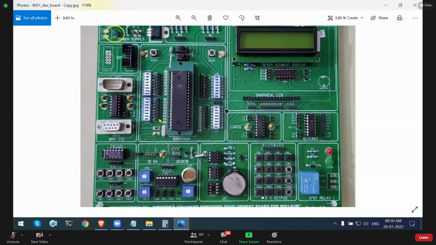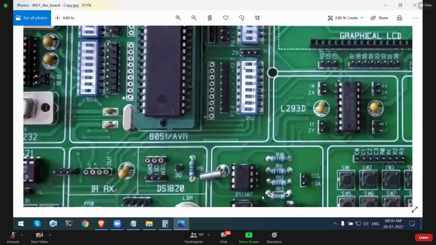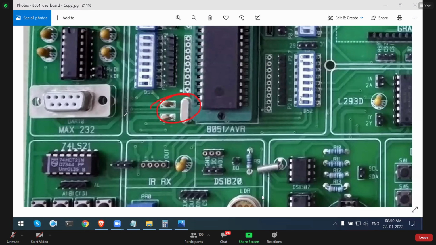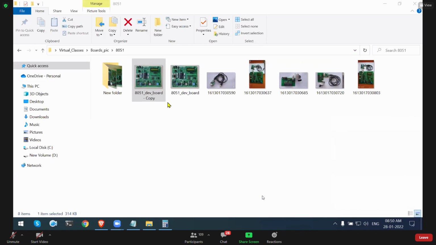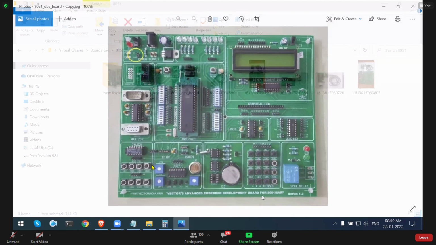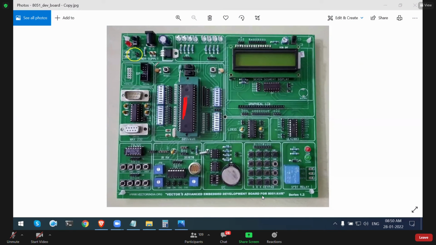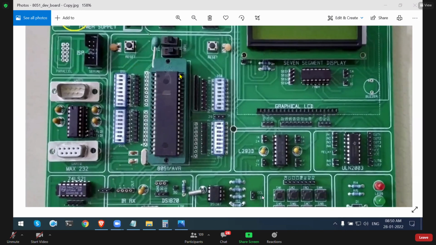So we discussed this one, and this is the crystal oscillator which is available on the board. So far we have discussed the features of the 8051 microcontroller, the reset circuit and crystal circuit, and some basics of the power supply unit. Okay, now we will go inside the microcontroller.